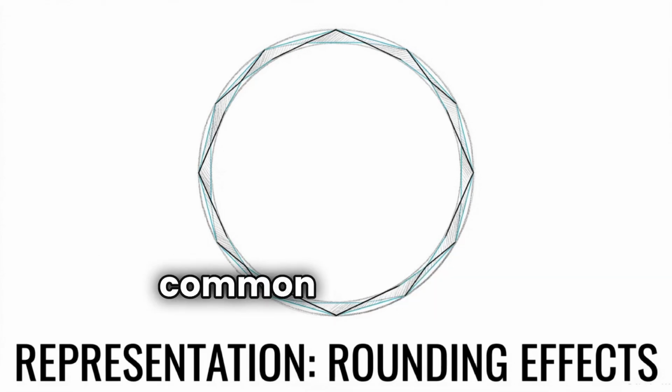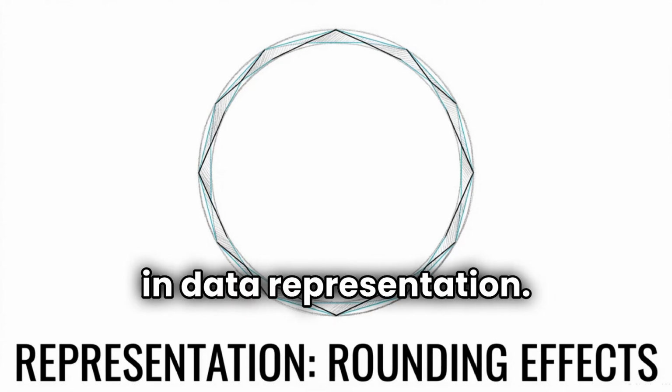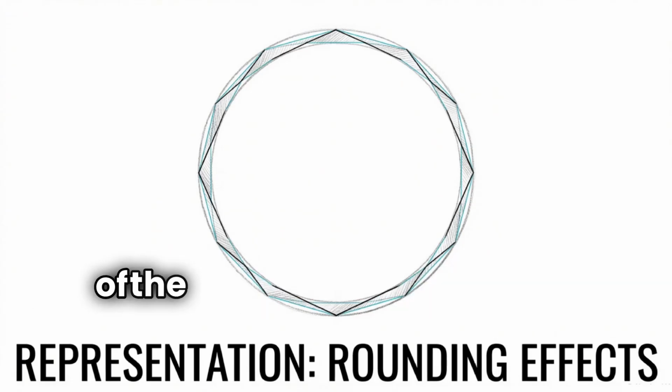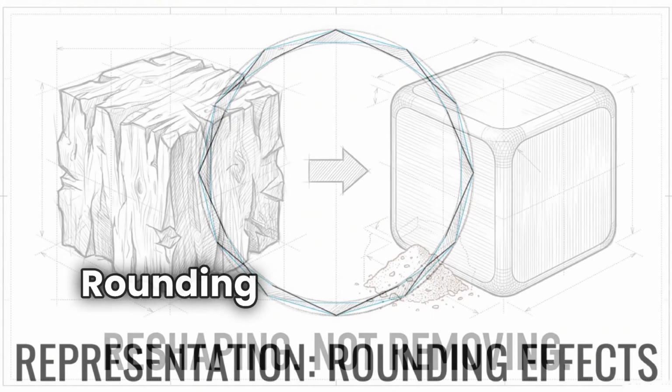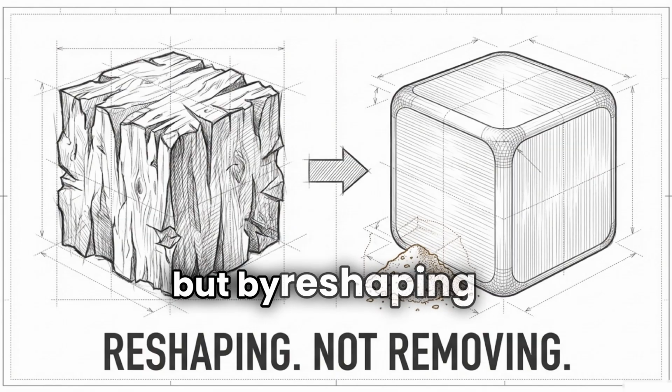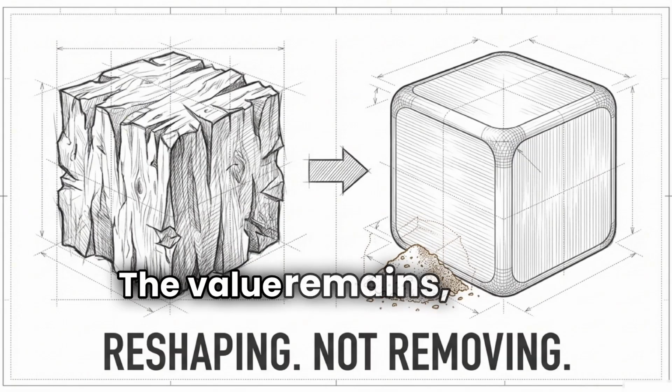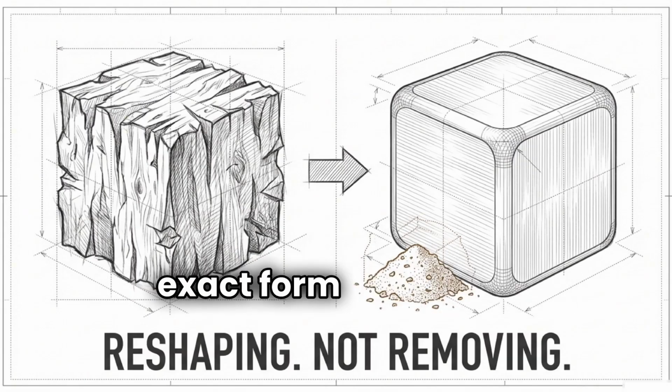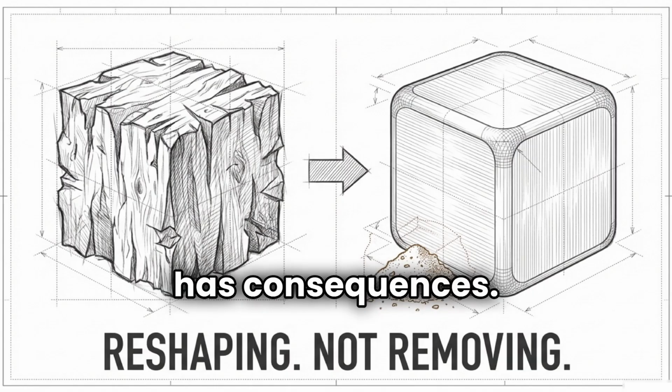Rounding is one of the most common operations in data representation. It is also one of the most underestimated. Rounding changes data not by removing it entirely, but by reshaping it. The value remains, but its exact form is altered. And that alteration has consequences.